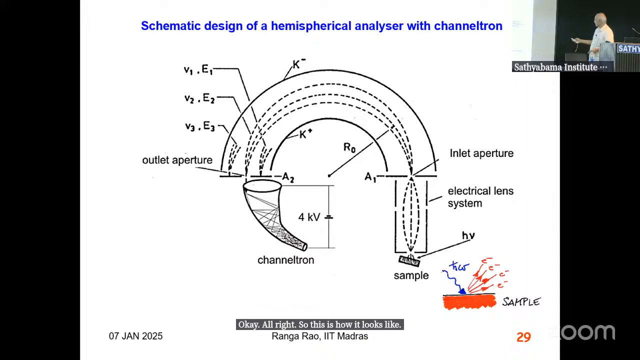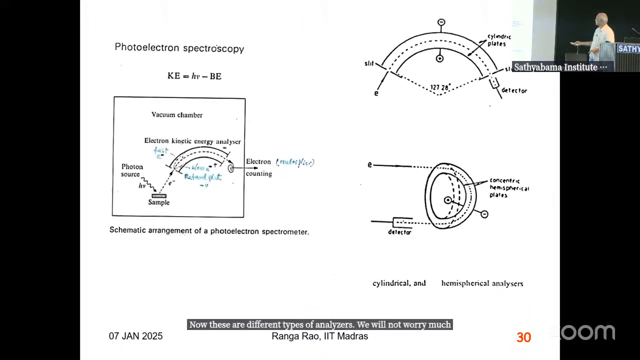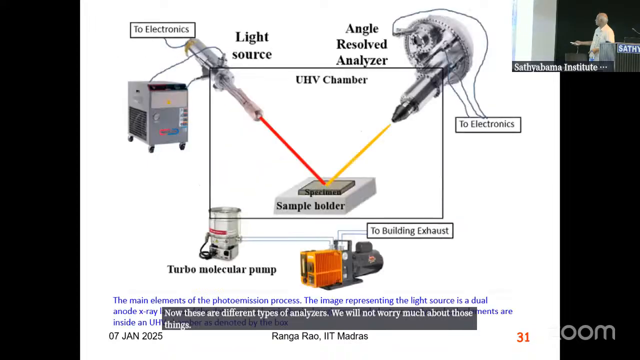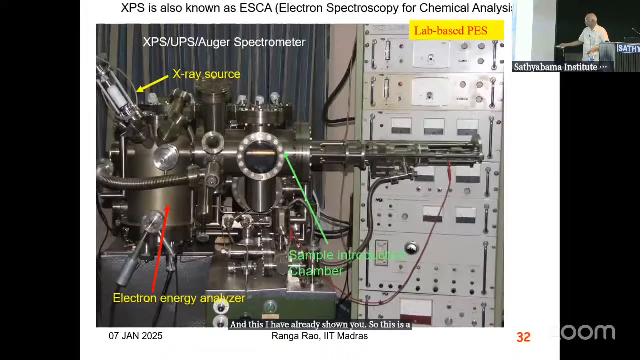These are different types of analyzers. We will not worry much about those things. This I have already shown you. So this is a spectrometer.